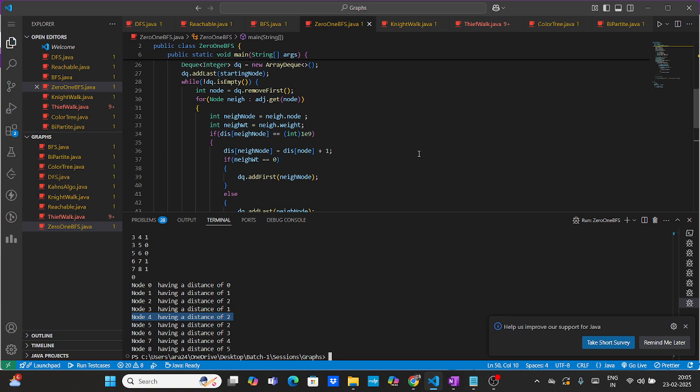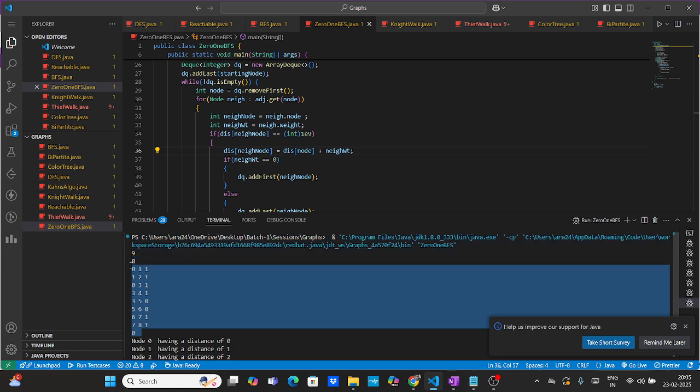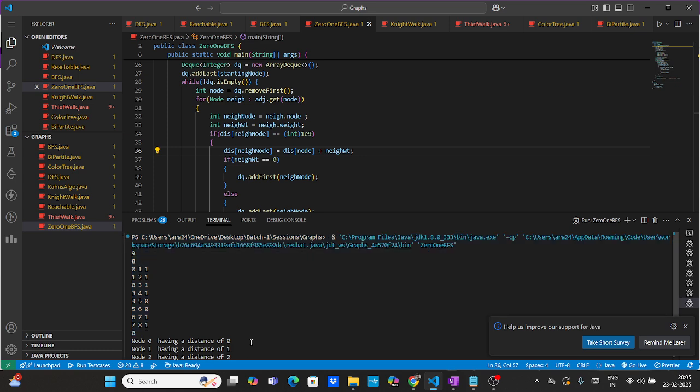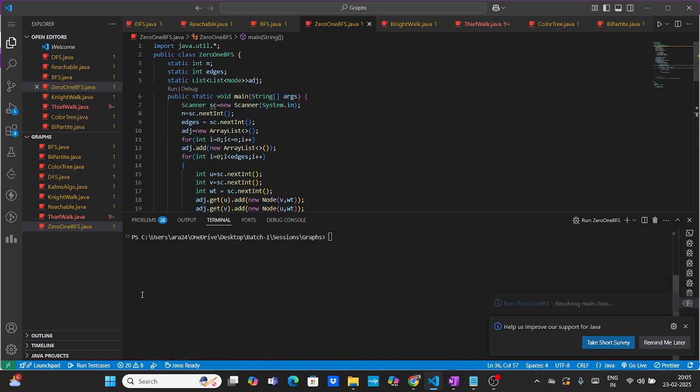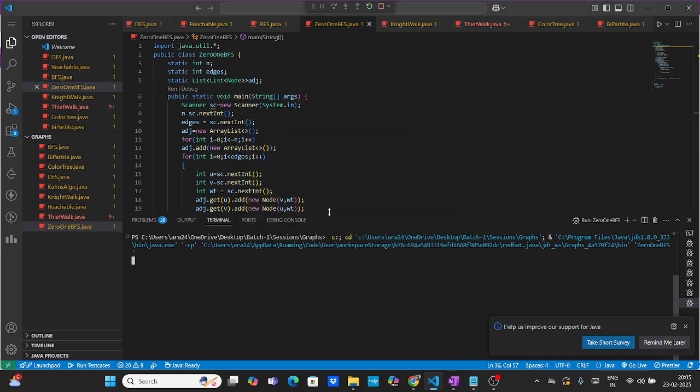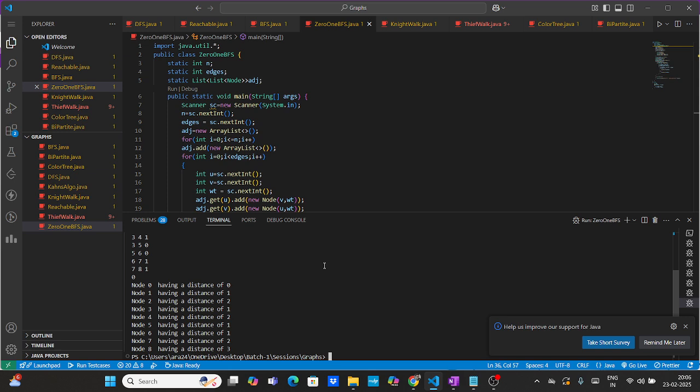Simple. On line 36, is there a bug? Can you see? Now we are adding distance without checking. I'll make it never wait. Correct. Yes. It's come out. Nice.